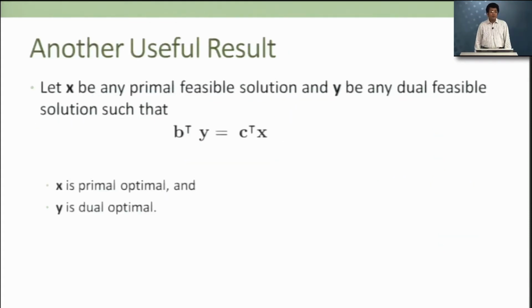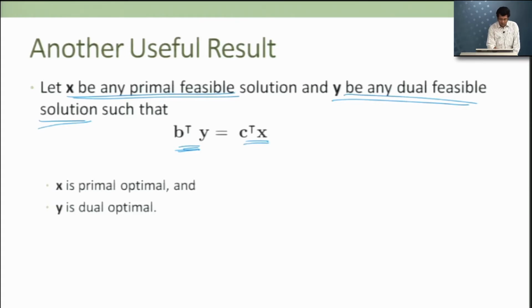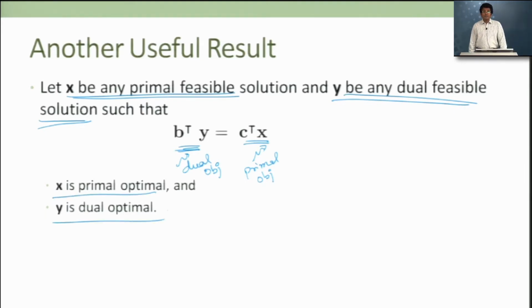Now here is another useful result. Let x be any primal feasible solution and y be any dual feasible solution. This is just a corollary of what we've been talking about so far, such that the objective that y achieves is the same as the objective that x achieves. So the dual objective of y is the same as the primal objective achieved by x. If that is the case, then we can say something important. We can say x is primal optimal and y is dual optimal.